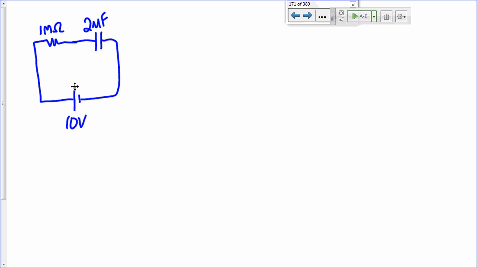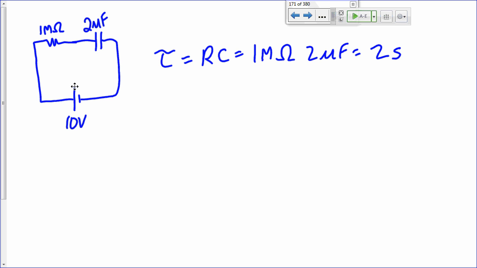Let's say that I have a circuit that looks like this. All right, it starts charging. I want to know, what is the time constant? It's 2 seconds, right? 1 megaohm times 2 microfarads is equal to 2 seconds. Notice micro and mega cancel out.